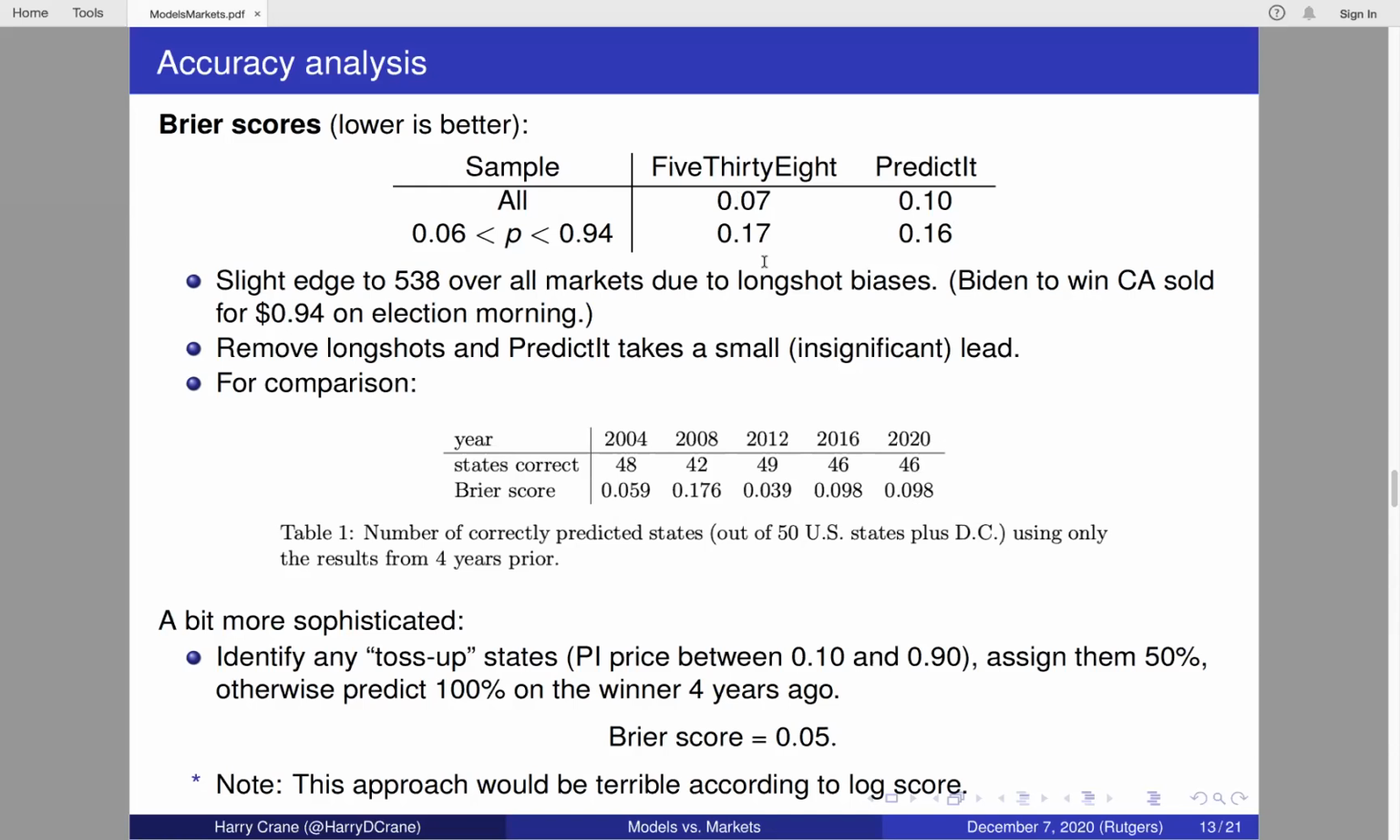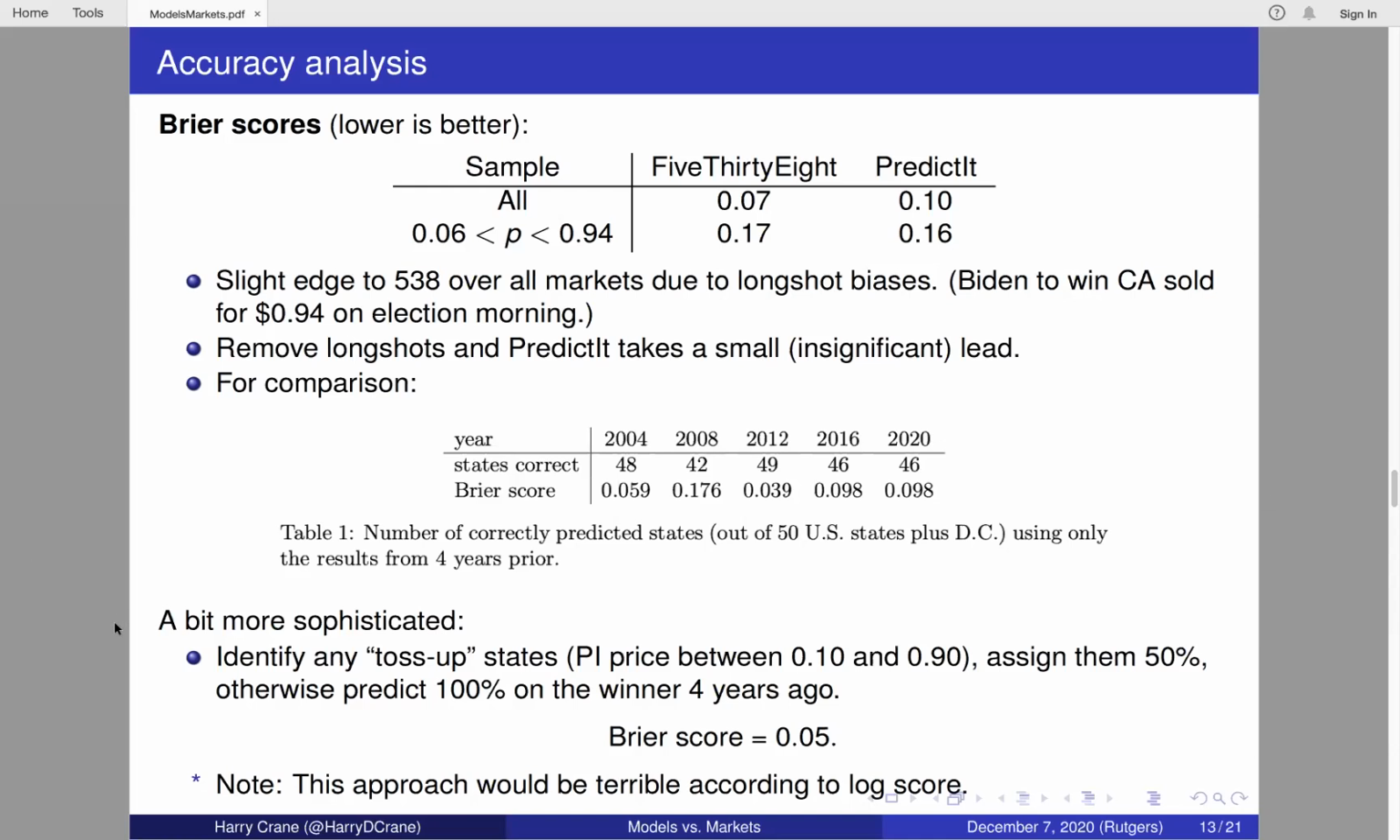Okay, and then finally, there's no point in dwelling on this, but if you were to be a little bit more sophisticated than this and say, well, let me identify the 10 toss-up states. Everybody knows that Alabama is going to go to Trump and California is going to go to Biden, but there are 10 states that we really don't know who's going to win. Florida, we don't know who's going to win. Pennsylvania. Let me just assign 50-50 to those states, and I'll assign 100%, 0% to those other states that everybody knows who's going to win. In that case, I would have gotten a Brier score of 5% for the 2020 election.